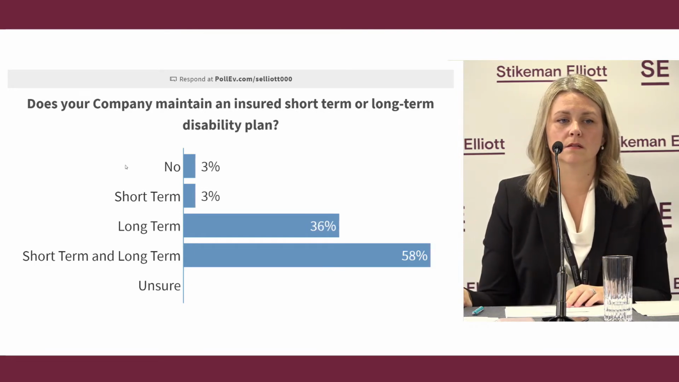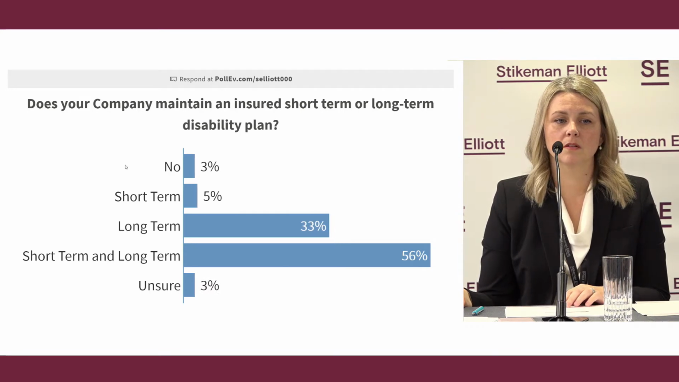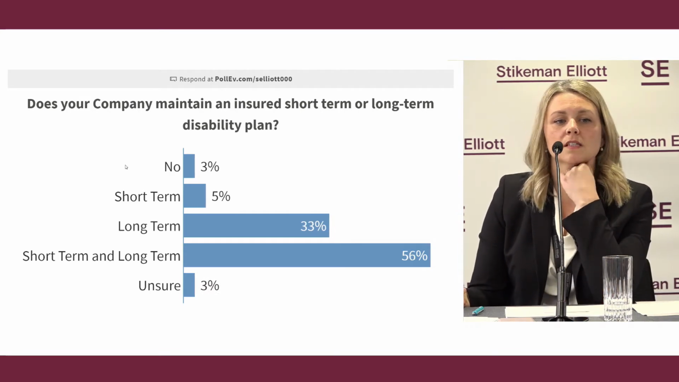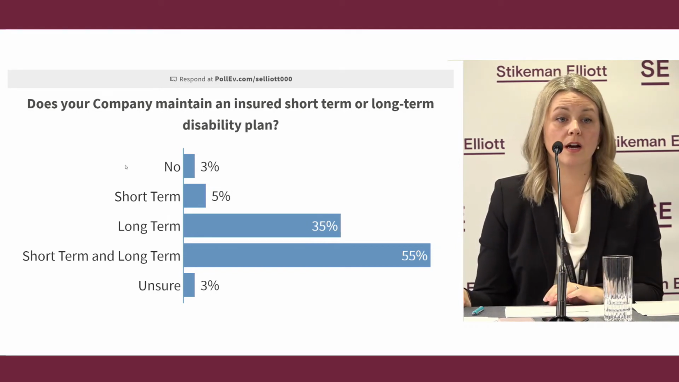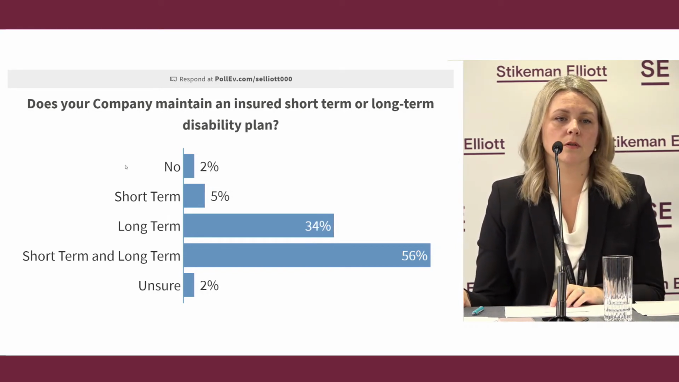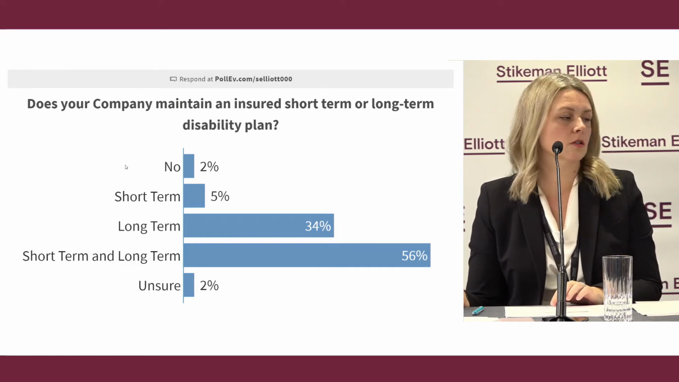Okay. Well, that's actually quite interesting. Okay, so we have 3% saying no for either, 5% for short-term, 34% for long-term only, and then 56% for short-term and long-term. It's very interesting.